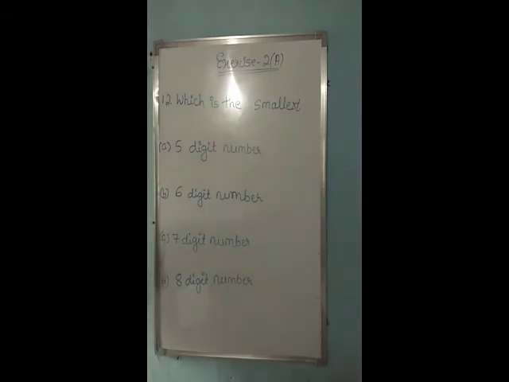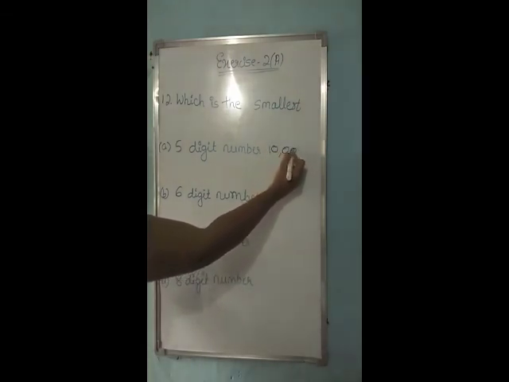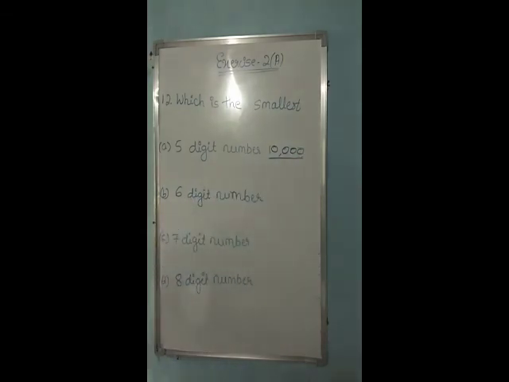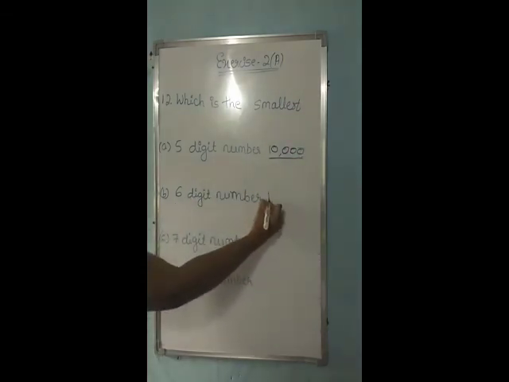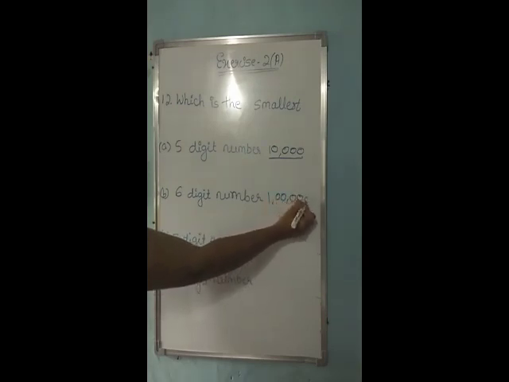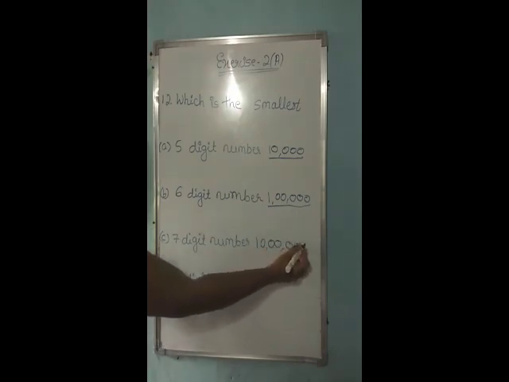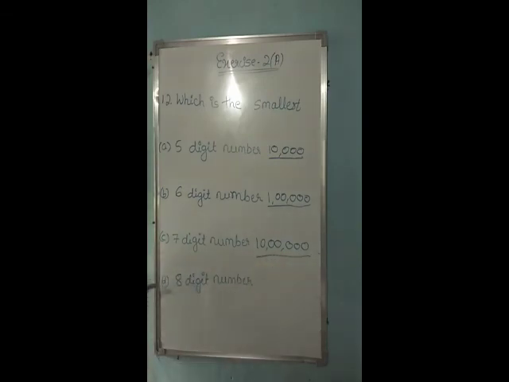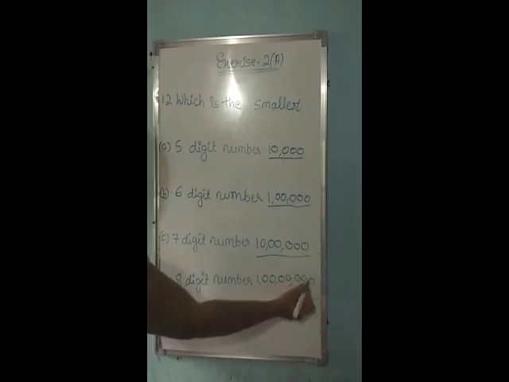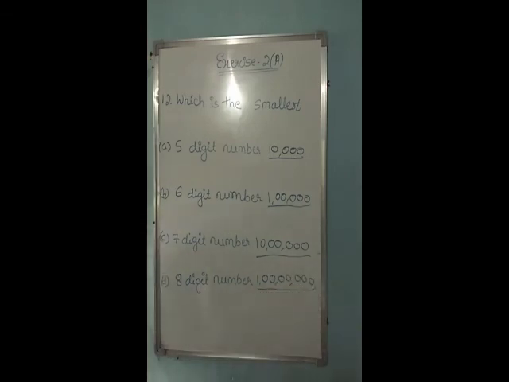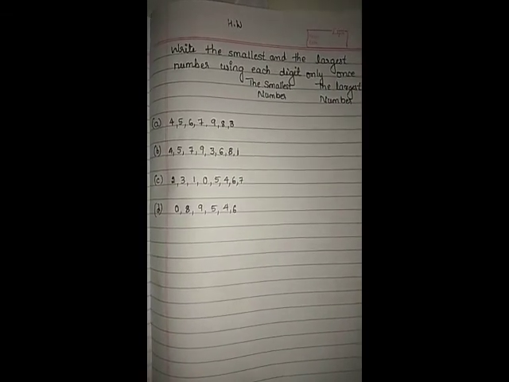12th one, which is the smallest 5-digit number? The smallest 5-digit number is 10,000. The smallest 6-digit number is 1 lakh. The smallest 7-digit number is 10 lakh. The smallest 8-digit number is 1 crore. Solve these problems in your notebook.